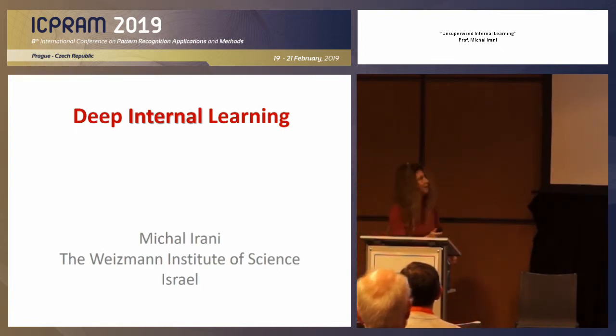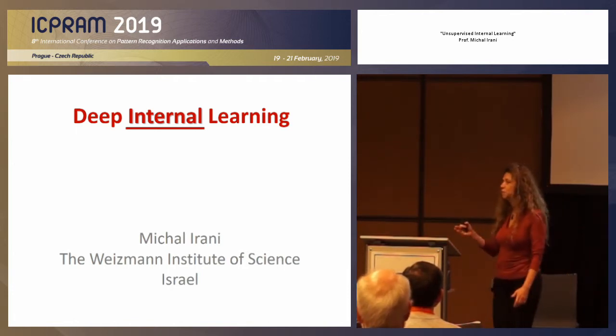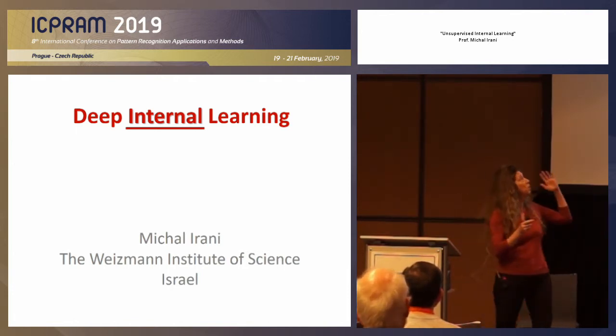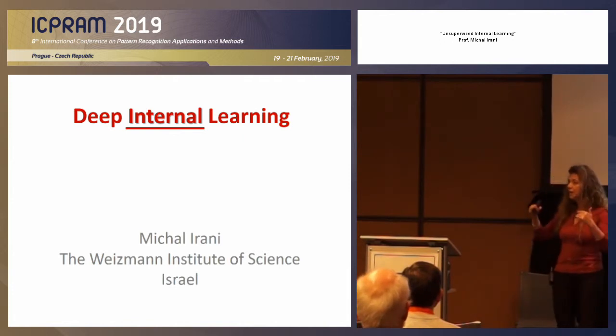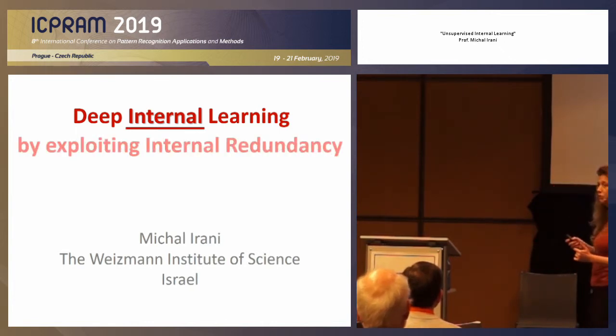Okay. So what I'd like to show is how we can overcome some of these problems by replacing external training with internal training. Training directly on information extracted, on examples extracted from the test datum itself. And as I'll show, this can be done by exploiting the internal redundancy within visual data.